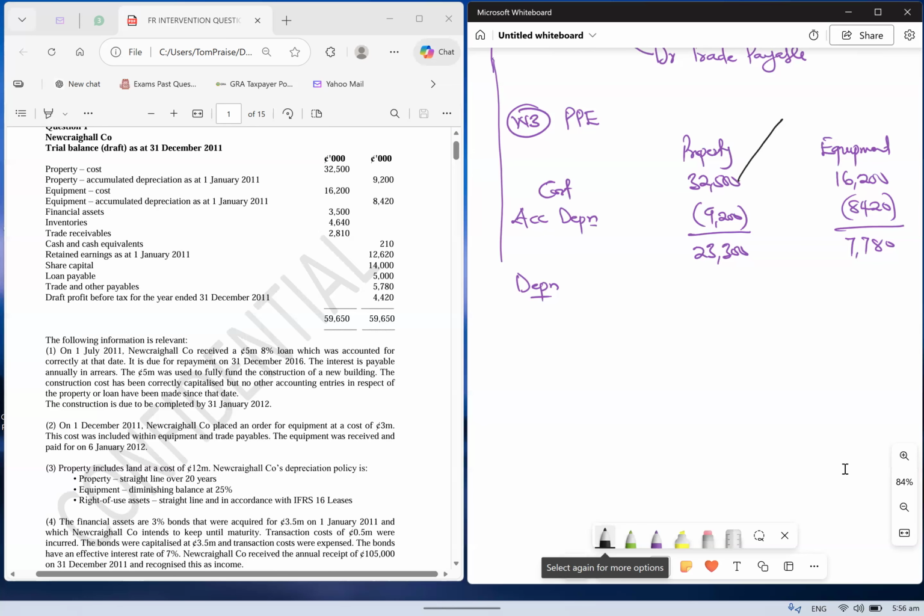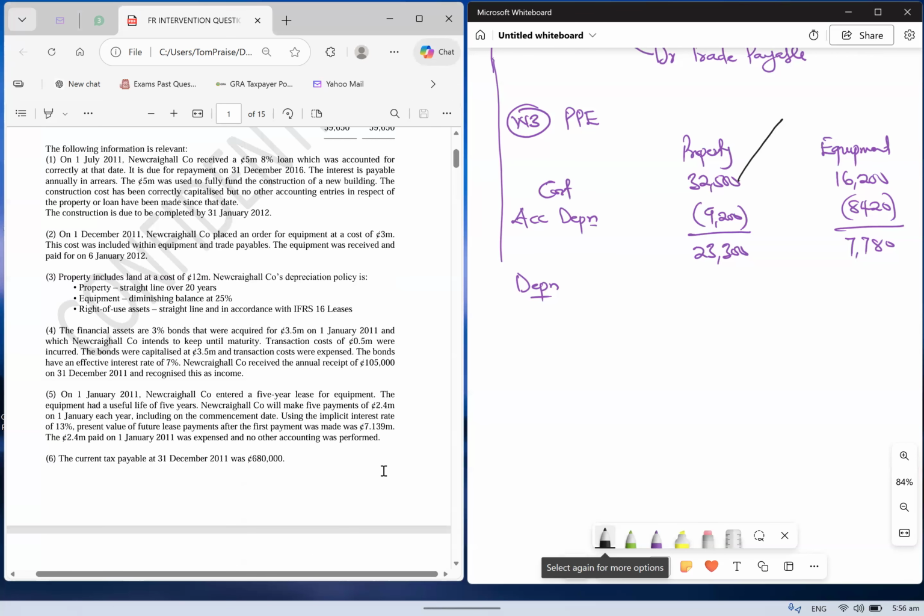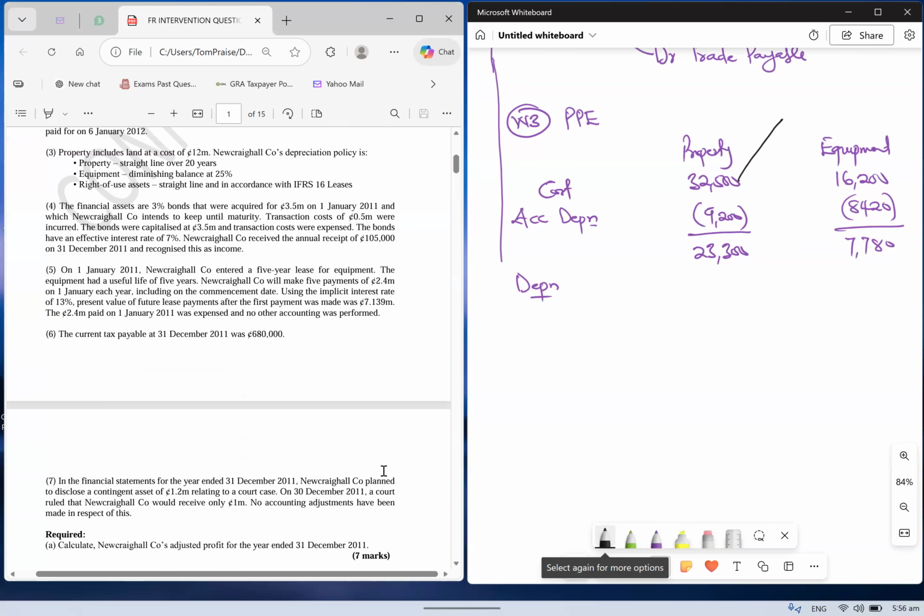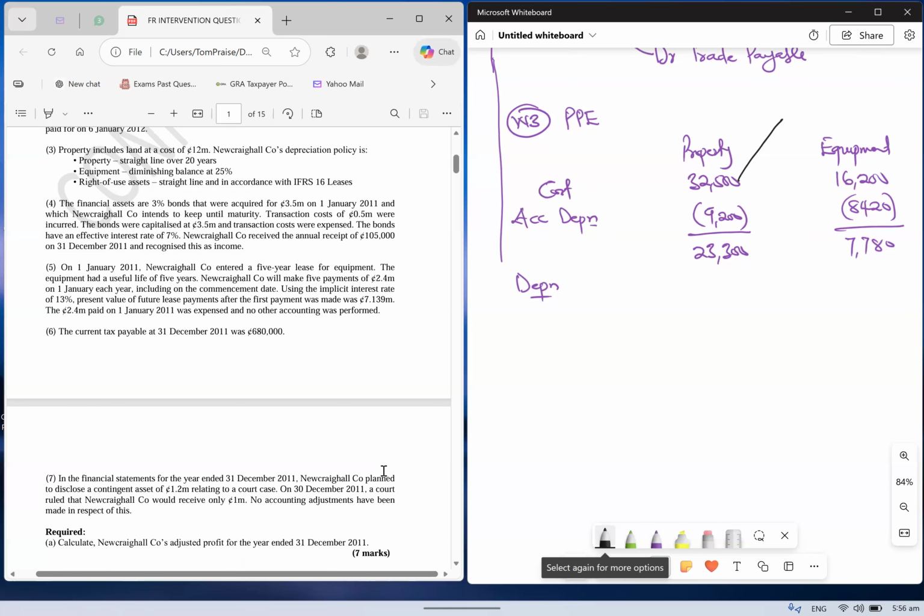So with this one, it's 20 years. Then I think we also read another thing somewhere about the lease. Where was it? Five. It says in January we entered into a 5 year lease. That one is for equipment, so that is not on the property.